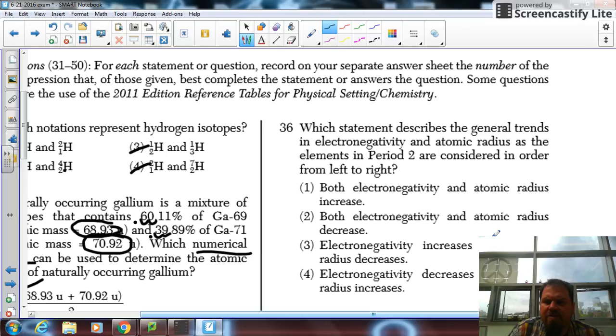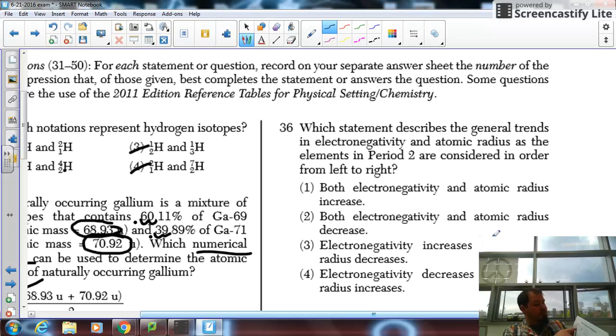All right, which statement describes the general trends in electronegativity and atomic radius from left to right, period 2? I don't have any choice but to look this up. And I remember during the test for atoms and bonding back in the day, I told you to please just look this up. We did electronegativity difference. So it says in period 2, so I find period 2, that's lithium, beryllium, boron, carbon, nitrogen, all the way across.